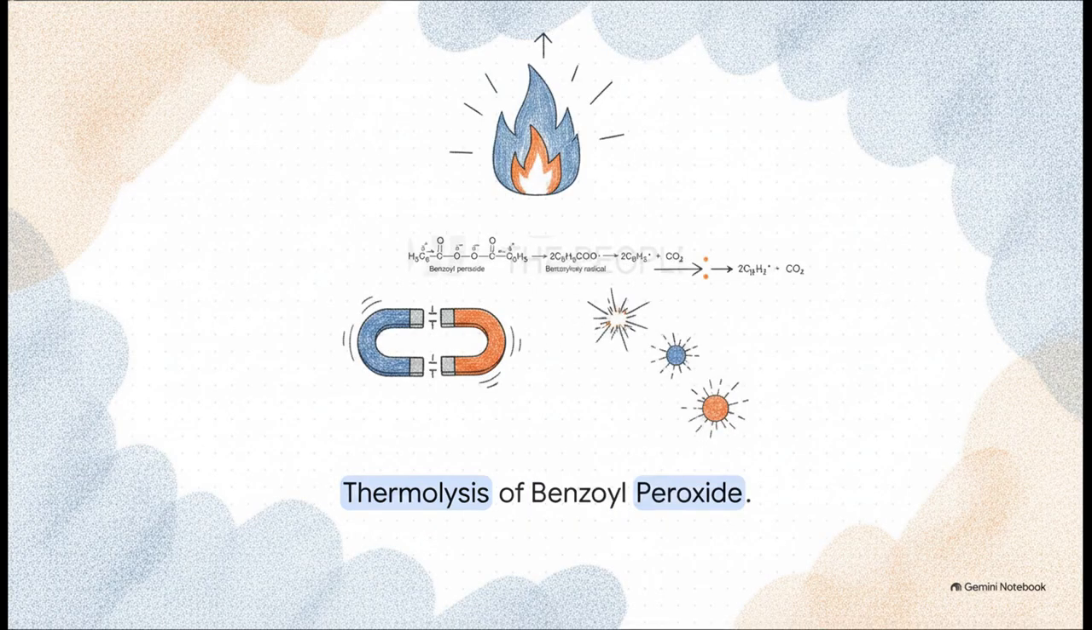Alternatively, we can crank up the temperature with thermolysis. This uses heat to break naturally weak links. Take benzoyl peroxide. It contains a famously weak oxygen-oxygen bond. And why is it so weak? Well, it's because of the intense repulsion between the partial negative charges on those adjacent oxygen atoms. It's literally like forcing two negative magnets together. Add a little heat and boom, that bond easily snaps, releasing carbon dioxide and spawning some highly reactive radicals.